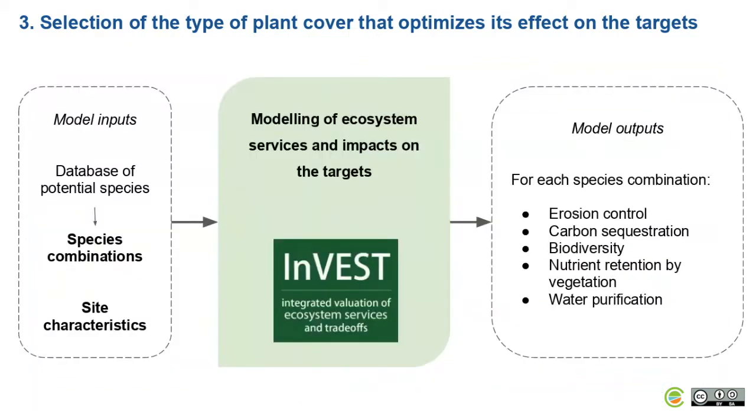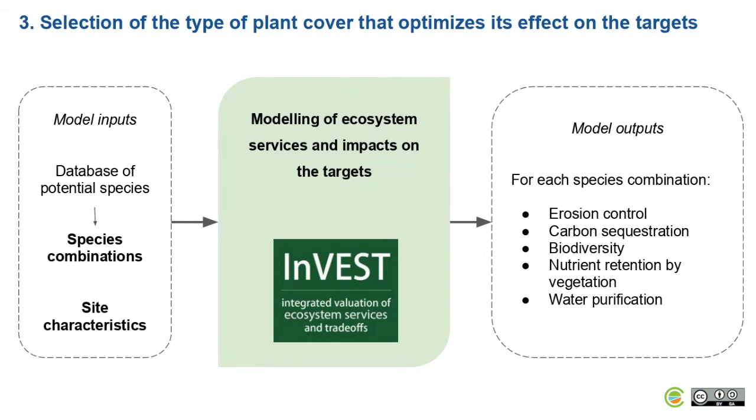So now that we have our database of potential species, we could use it to create species combinations. So the goal would be to compare our different species combinations between them to find which has the best results in terms of ecosystem services. So to do so, we could use a dynamic approach, and one type of model that we could use is the inverse model because it uses information on the ranges they uncover to obtain the results on different ecosystem services.